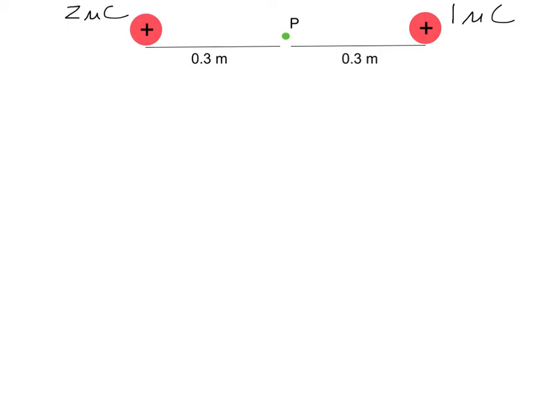I'm interested in calculating the voltage at some point in space that we're calling point P. I've also kept the distance to point P from this charge over here at 0.3 meters. And I've also placed the 1 microcoulomb charge 0.3 meters away from this point in space that we're calling P. Notice that the sum of those distances, 0.3 plus 0.3, is equal to 0.6 meters. So the two charges are 0.6 meters apart, and I'm looking for the voltage right in between them.